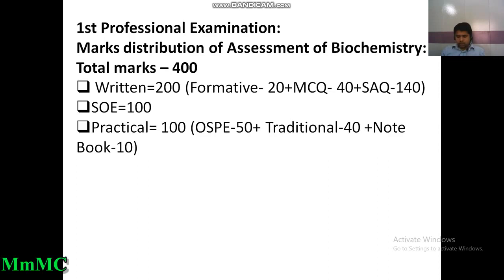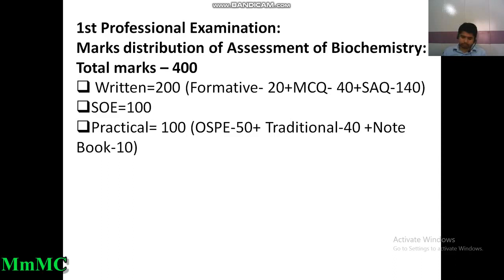What are the factors that affect enzyme activity? Several times in my class, I told you that this is very important. And this question also came in different segments. That means how temperature affects enzyme activity, how pH affects enzyme activity. In this way, questions also come in your exam.